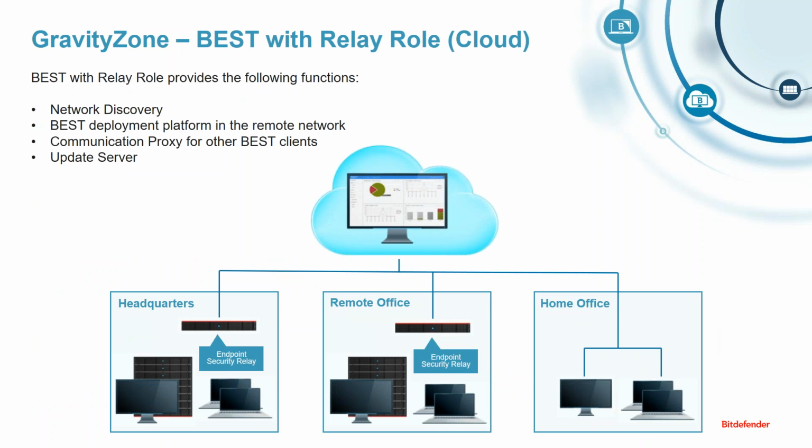To highlight a little more the function of BEST with the relay role, let's talk about the steps we will use when setting this up and installing from it. You can manually install BEST in a relay role on your first machine and then let it do a network discovery. You can then push installs from the relay to the other machines in your network.